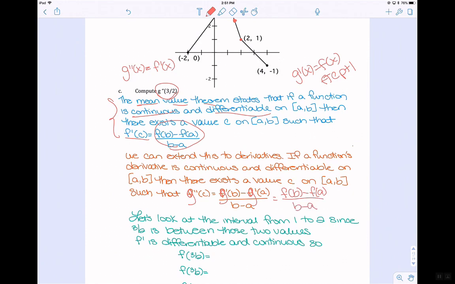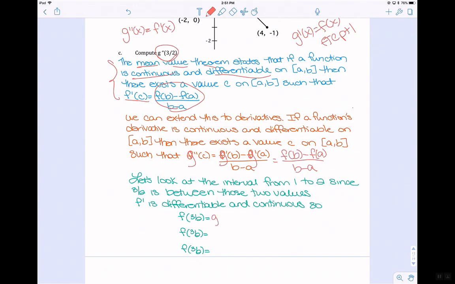So when I look at 3/2, what I'm looking for is g prime of something to the right of 3/2, which is 2, minus g prime of something to the left of 1.5, which is 1, over 2 minus 1, which is the same thing as f of 2 minus f of 1 over 2 minus 1. And the reason why it is f is, remember, g prime is the same thing as f from the fundamental theorem of calculus part 1 in example A.